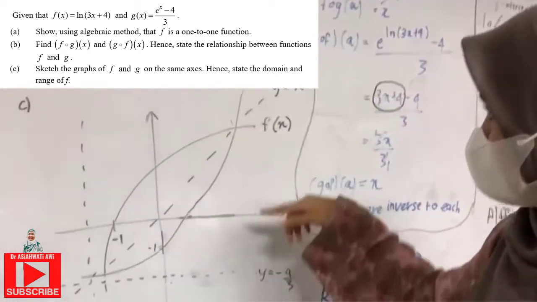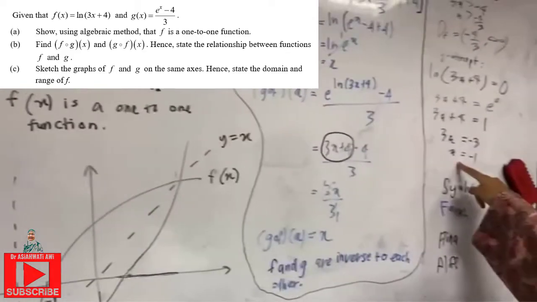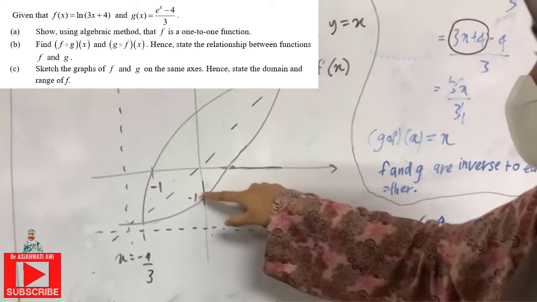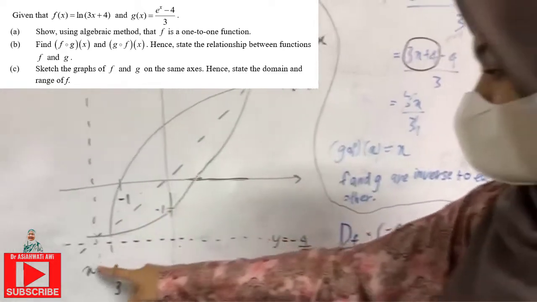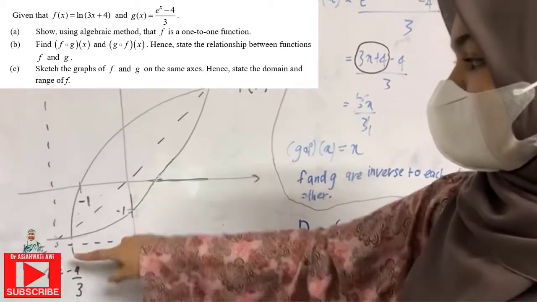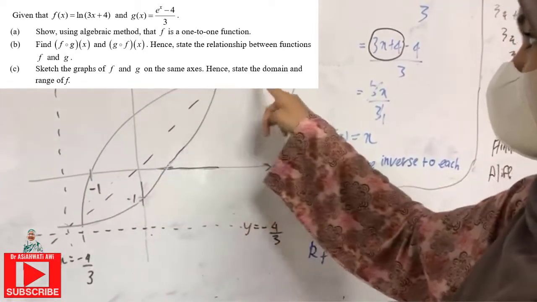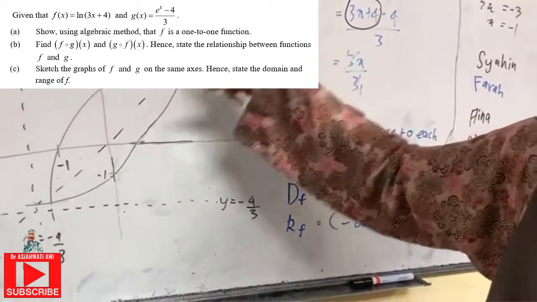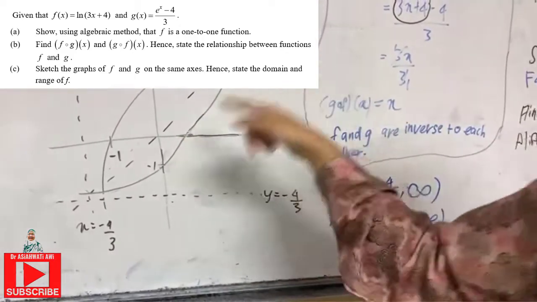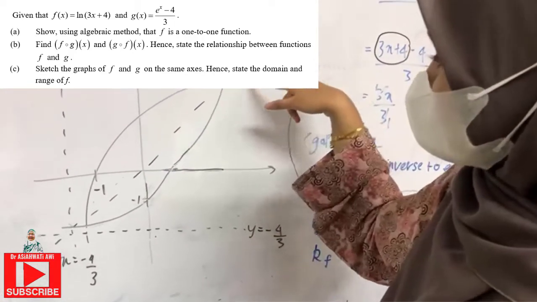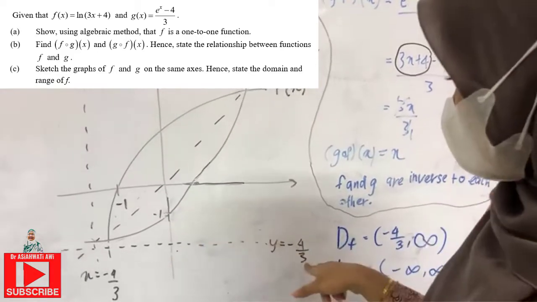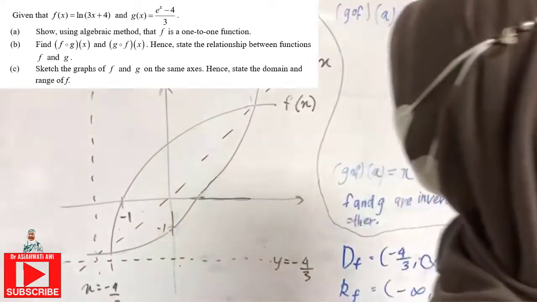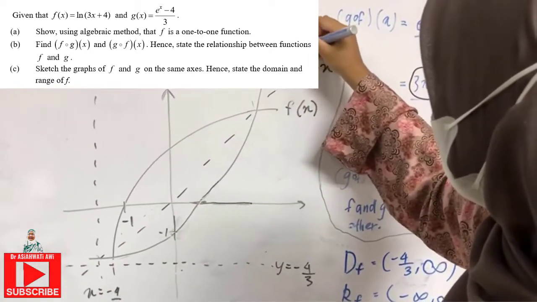F(x), we get the x-intercept is negative 1. So this is the x-intercept here, and the asymptote is negative 4/3. So do the line and do the y equals to x dotted line. This is the axis of reflection, and for the f inverse, tak label f inverse. Which one f inverse? Okay, good.